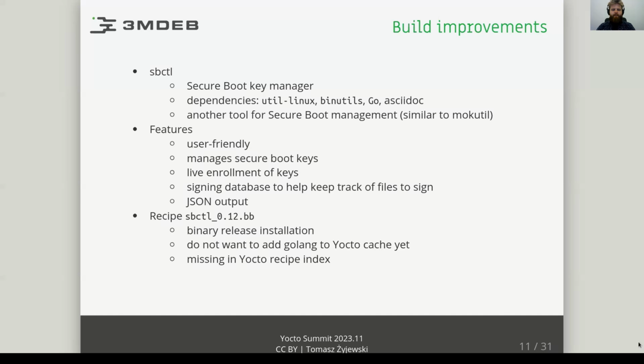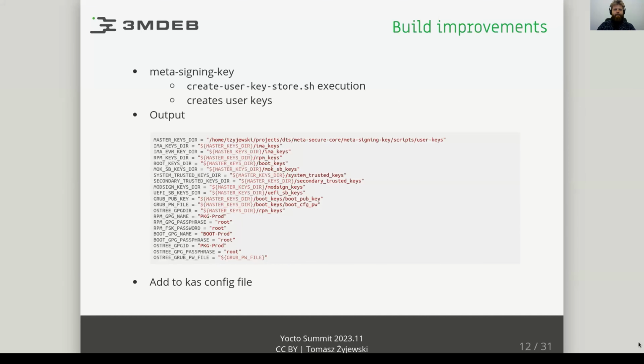Now we don't want to add all dependencies into our Yocto build, because we didn't want to add Golang there, which would cause the Yocto cache to grow exponentially. So we just used the binary that was released by the owner of this utility and install it in our image.